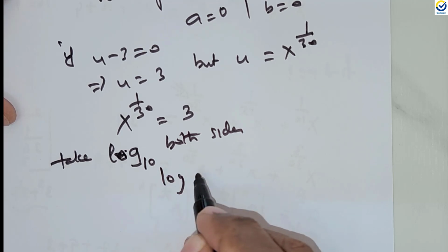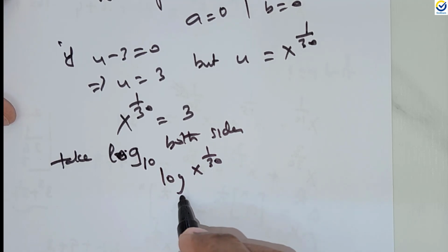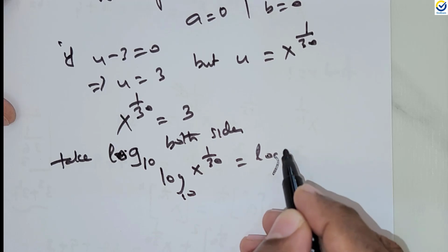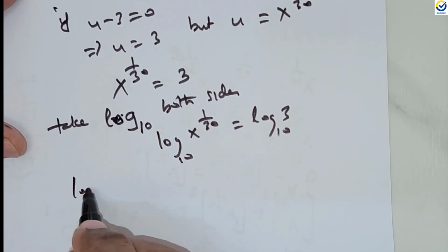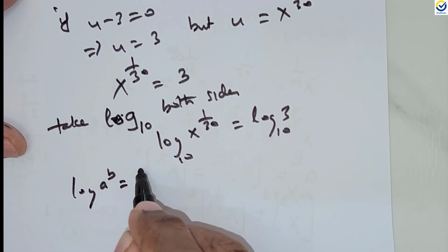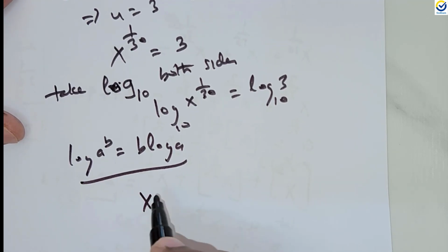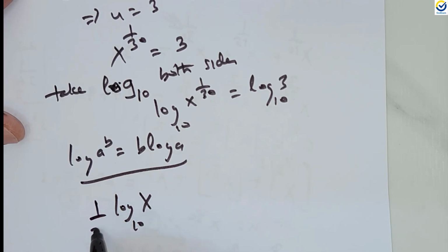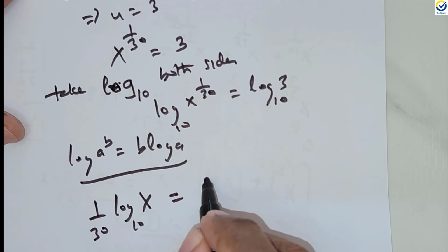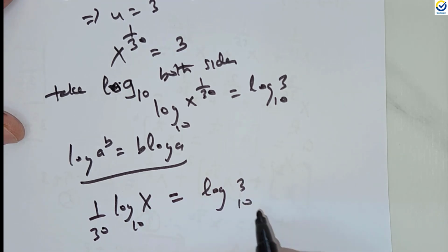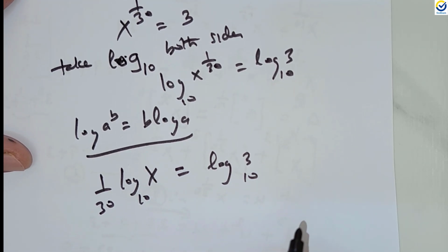So this is going to be log x raised to the power 1 over 30 to the base 10 is equal to log 3 to the base 10. Now there is a formula, log a raised to the power of b is b times the log a. So this is going to give me (1 over 30) log x to the base 10, and 1 over 30 will come to this side. So this is equal to log 3 to the base 10. Okay.